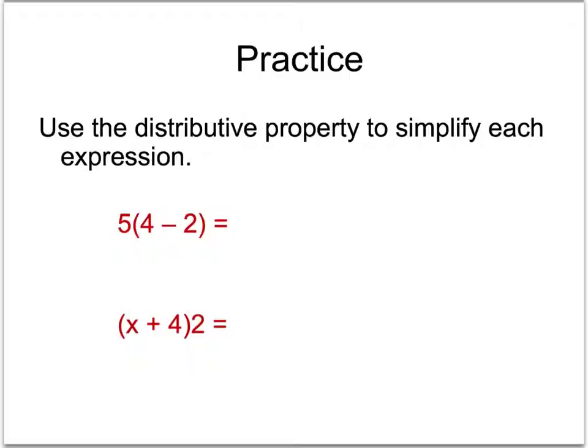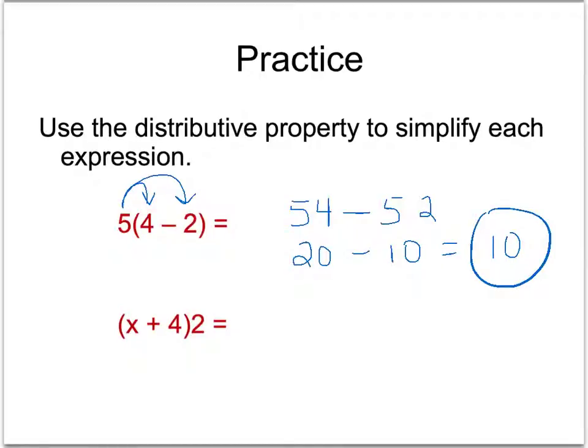Here are 2 examples. It says to use the distributive property to simplify each expression. So in each of these, we would take the number in front, in this case it's the 5, and we would multiply it by the 4, 5 times 4. We would then subtract, and we'd multiply the 5 times the 2, and you would end up with 20 minus 10 is equal to 10, and that would be your final answer for simplifying that expression.